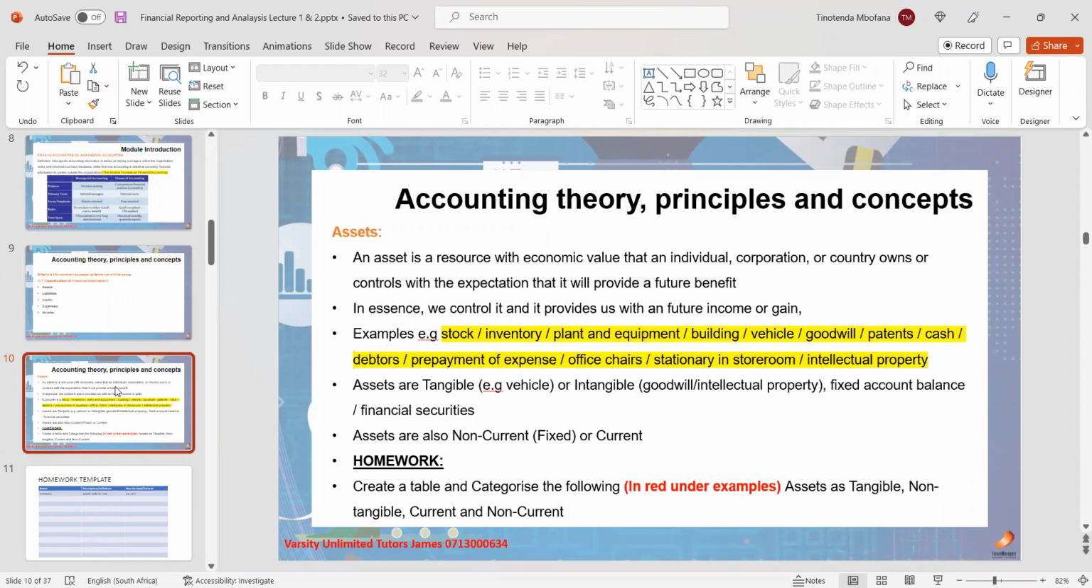That they have. And then non-current versus current assets. When we say non-current, we are saying it is fixed. So for example, a building is a non-current asset.